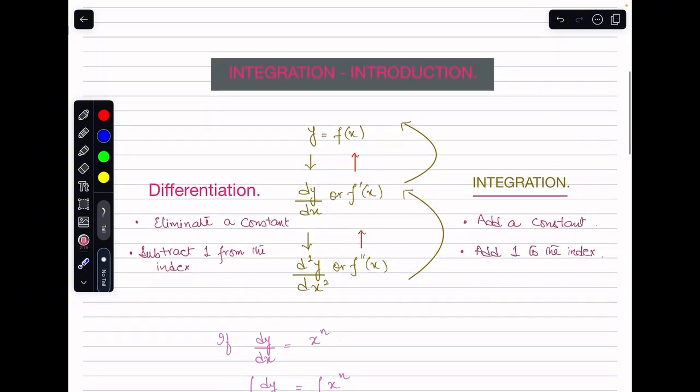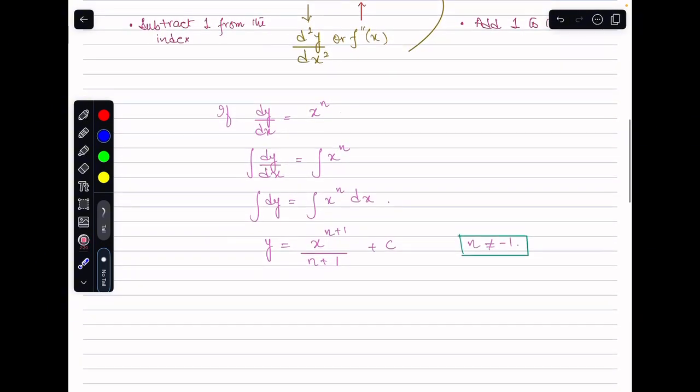So the basic formula for integration is that if our dy by dx is equal to x to the power n, then if I need to integrate it, this is the symbol of integration, the long-tailed s. So if I need to integrate dy by dx, integrating both the sides, I should say it's the integral of dy by dx, which should be equal to the integral of x to the power n. Or I can say it's the integral of dy, which shall be equal to the integral of x to the power n dx. I'm integrating x with respect to x here.